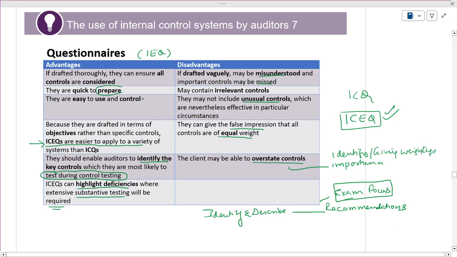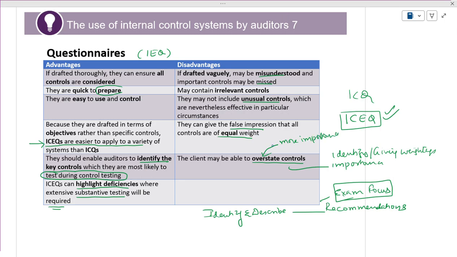How is the client going to overstate controls by using this method? Overstating controls means they will give more importance to them, or they will override. They give more significance and importance. Otherwise, they will not understand the significance. The client may be able to overstate controls.